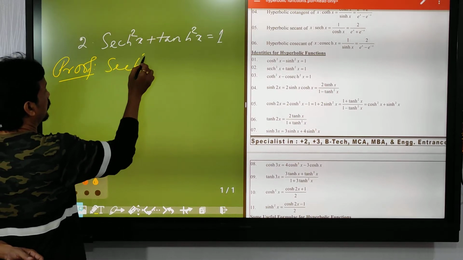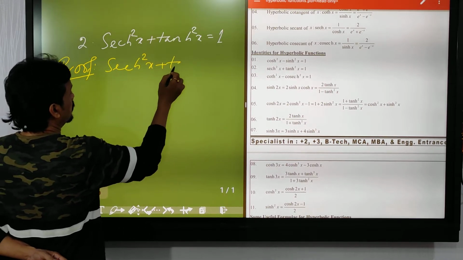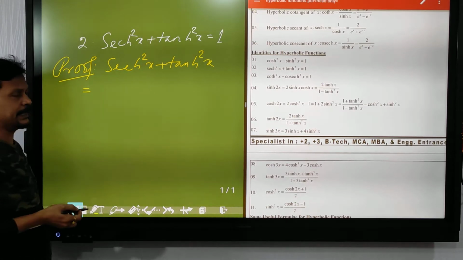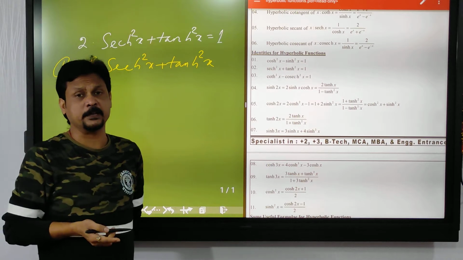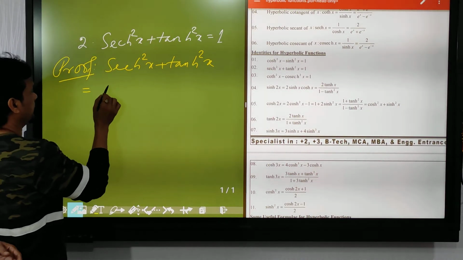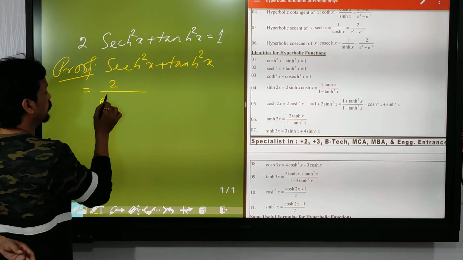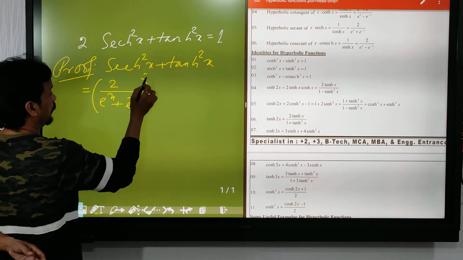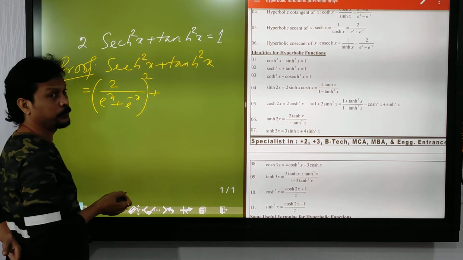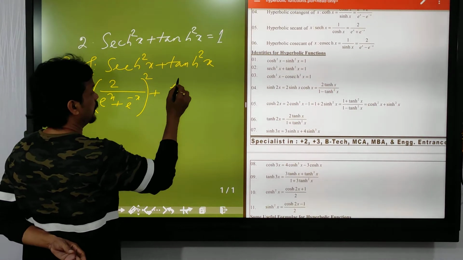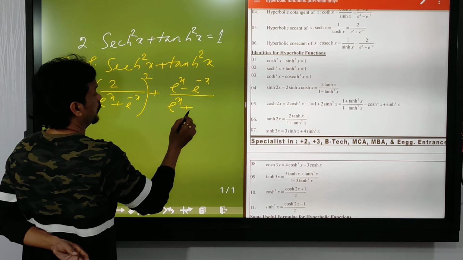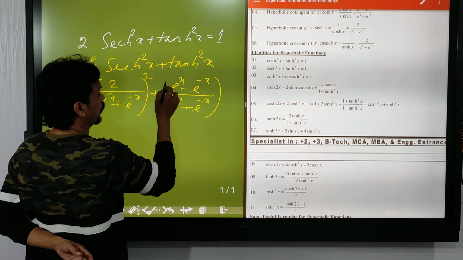Sech square x plus tanh square x. And what is sech square x? It is the square of sech hyperbolic x. And sech hyperbolic is 2 by e to the x plus e to the minus x, and take the square. And what is the formula for tanh x? It is e to the x minus e to the minus x divided by e to the x plus e to the minus x. Take the square.